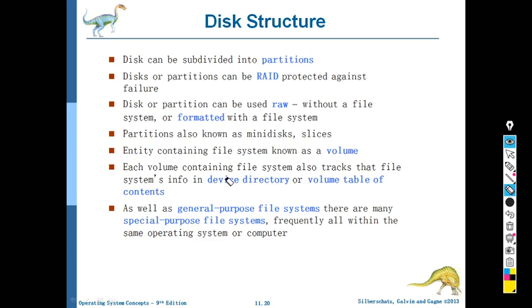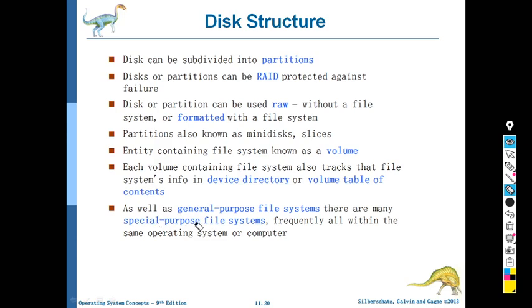Each volume containing a file system also tracks that file system's information in a device directory or volume table of contents. So your operating system also maintains the volume table of contents, like how it maintains the open file table. It keeps a separate table which stores the information about the file system. That is called the volume table of contents.